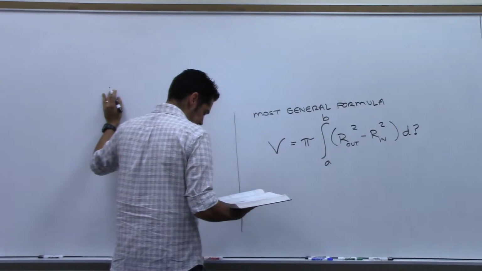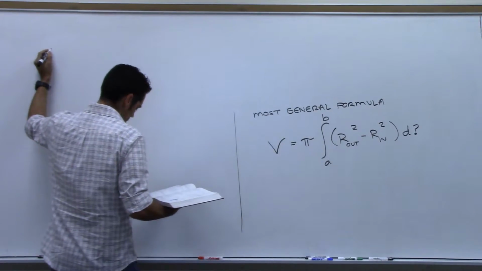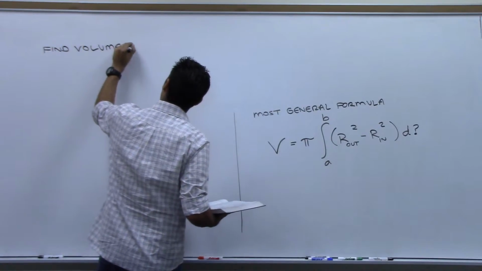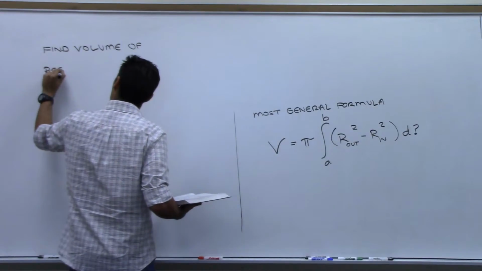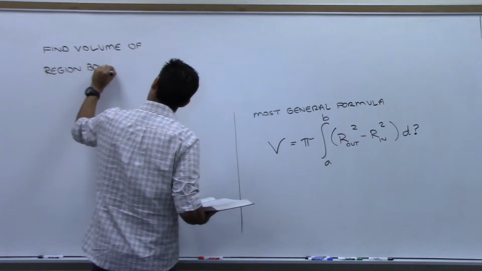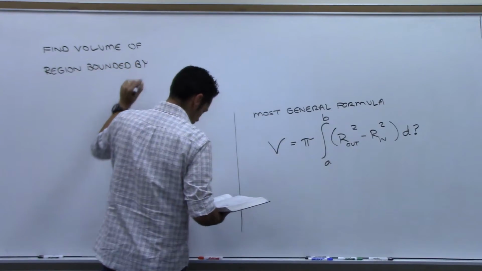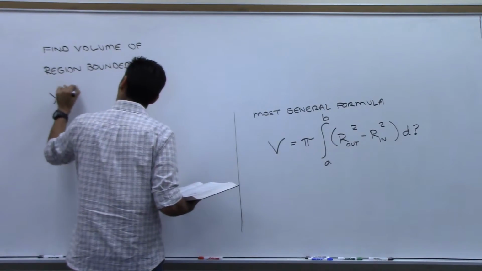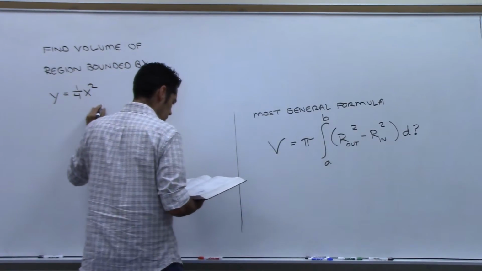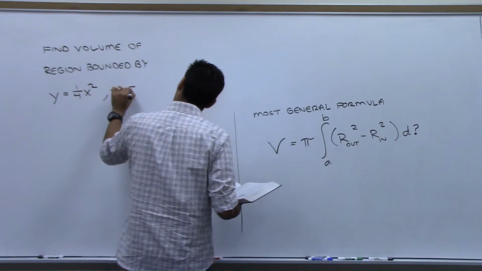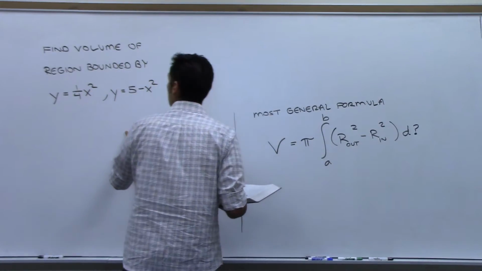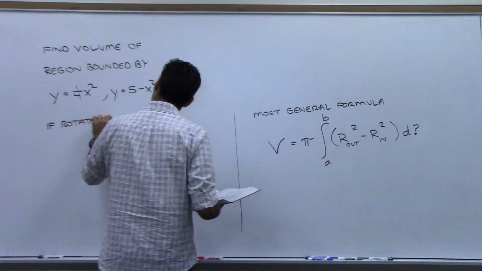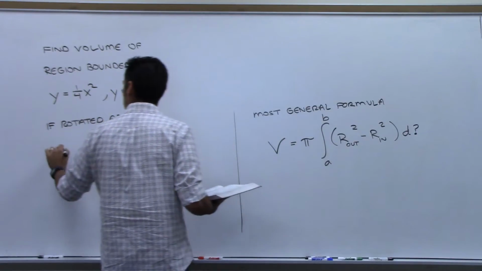All right. I want to find the volume of the region bounded by y equals 1/4 x squared and y equals 5 minus x squared, if rotated about the x-axis.